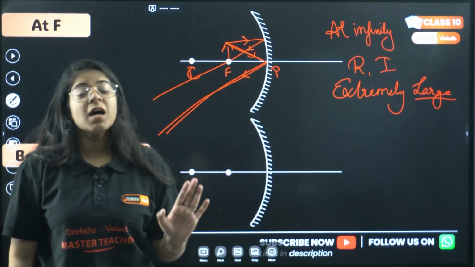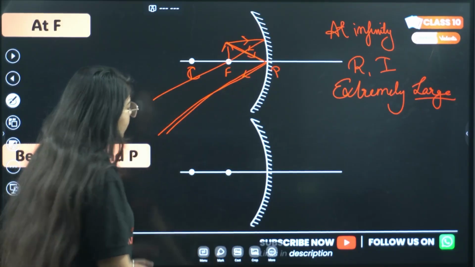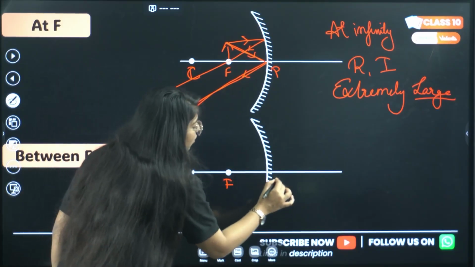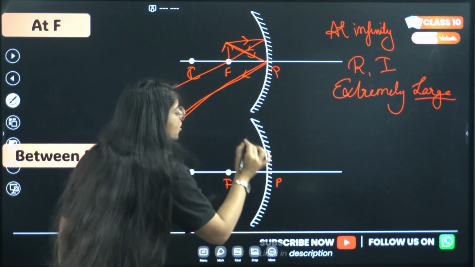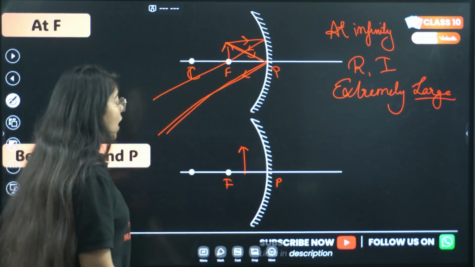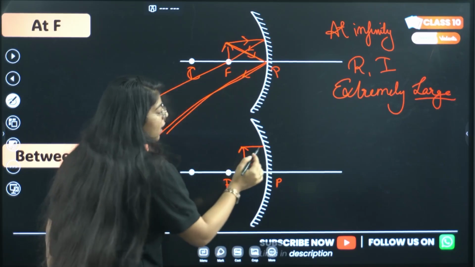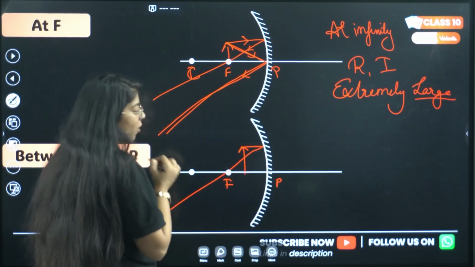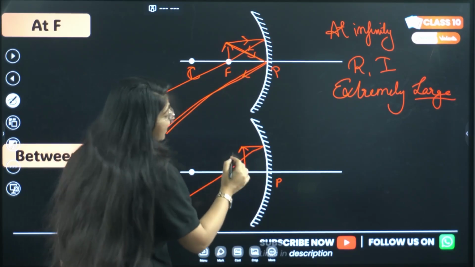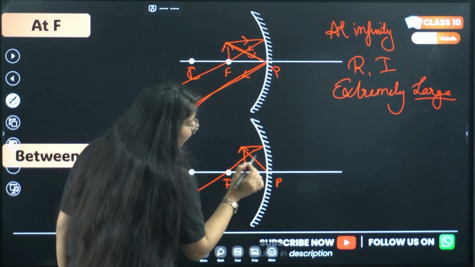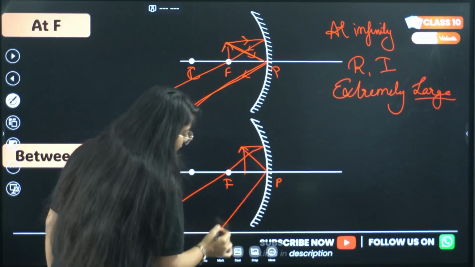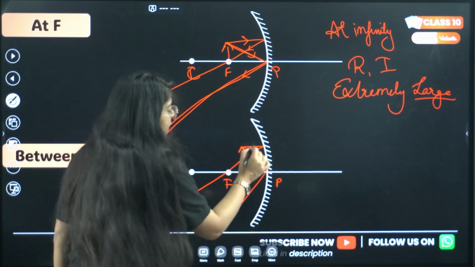Now let's come to the exceptional case. Now here the image is between focus and pole. This you just need to remember very carefully. What will happen? This ray will go parallel, comes back and passes from focus. Now another ray will go to the pole and will reflect like this. And these are my arrows.